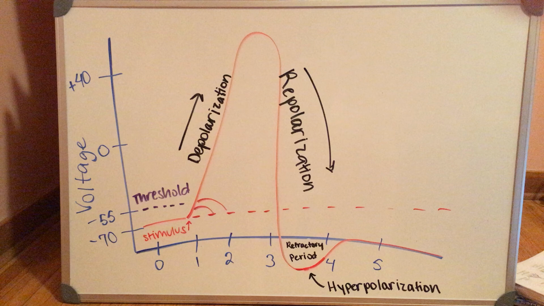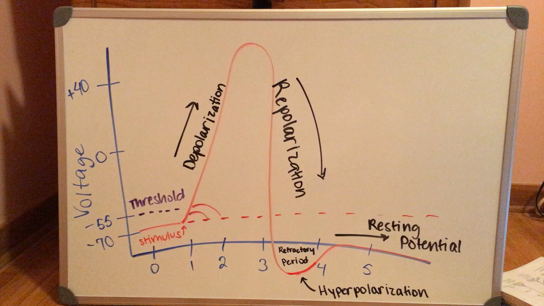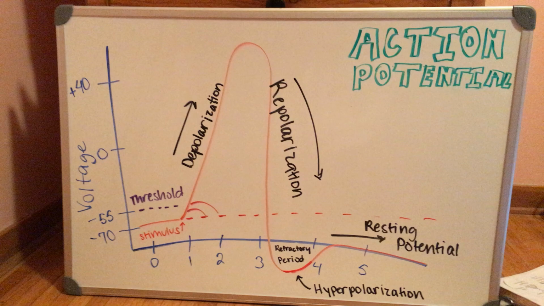This is also known as the refractory period, because the threshold stimulus will not trigger another impulse on an axon, its recovery phase. But this is quickly corrected by the sodium-potassium pump, and then the neuron stabilizes at its resting potential.